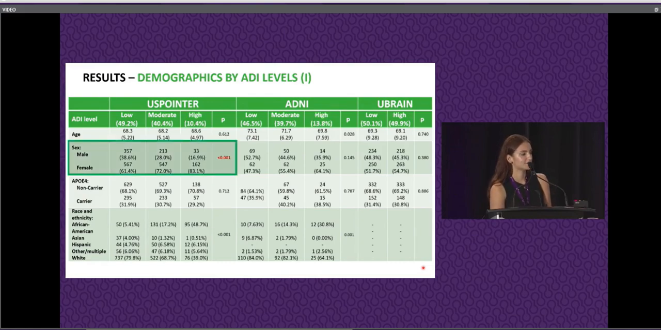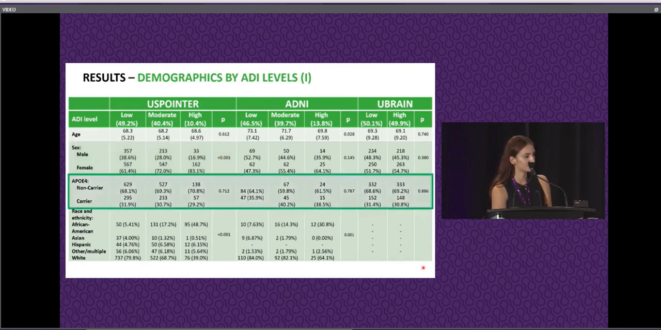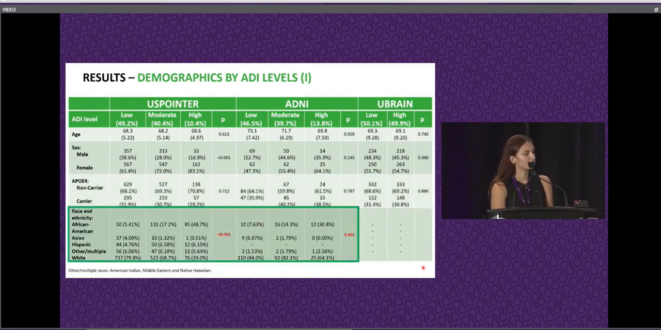Then we observed that in US POINTER, there are more females coming from highly deprived areas, and no difference in APOE4 status by ADI level in any of the cohorts. In terms of race and ethnicity, I want to point out that in U-Brain there was no data available for this, and in US POINTER and ADNI, we saw that in general there are more white participants in all ADI levels. However, there were more African Americans residing in highly deprived areas.